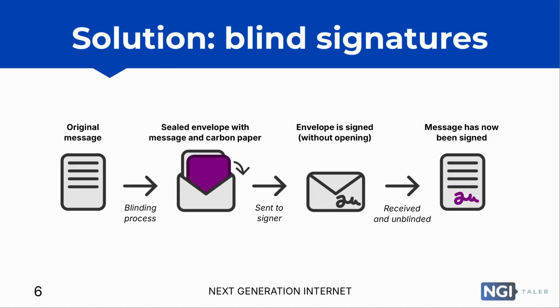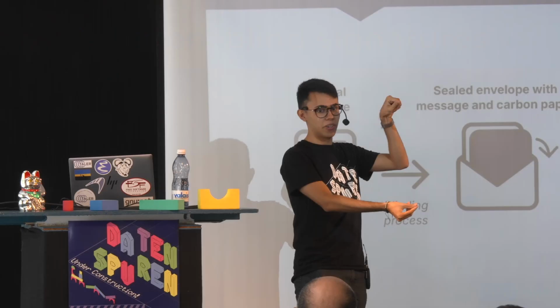So this is how it works. This is an analogy of how it works. You would have a message that you want to blindly sign. You put it into an envelope with some carbon paper, and then you close it. That's the blinding. Then you send it to the signer, and the signer, without opening the envelope, will sign it from the outside. And what happens with the carbon paper? It will transcribe onto what's inside. So then I receive the sealed envelope from the signer, and I open it, and I can see that the document is already signed.